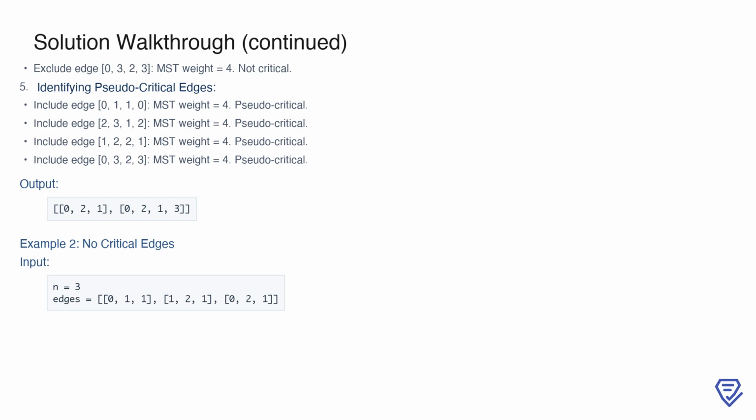Here, including each of the edges 0, 1, 2, 3, 1, 2, or 0, 3 results in an MST weight of 4, so all four edges are pseudo-critical. The final output for this example is two lists, the first containing the indices of critical edges, and the second containing the indices of pseudo-critical edges. The result is [0, 2], [1, 3].